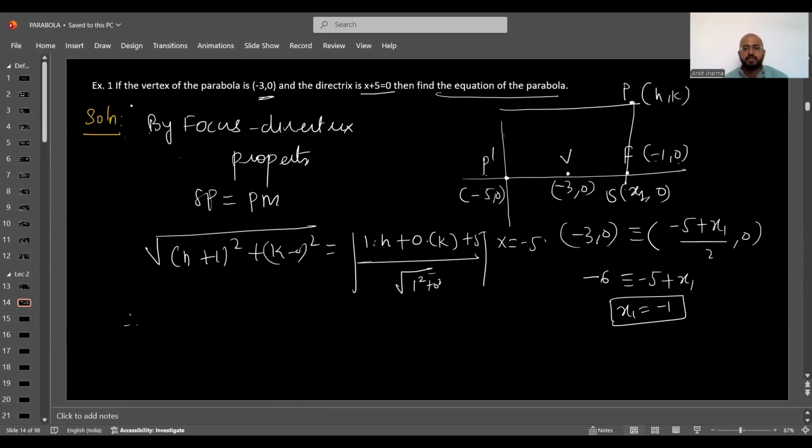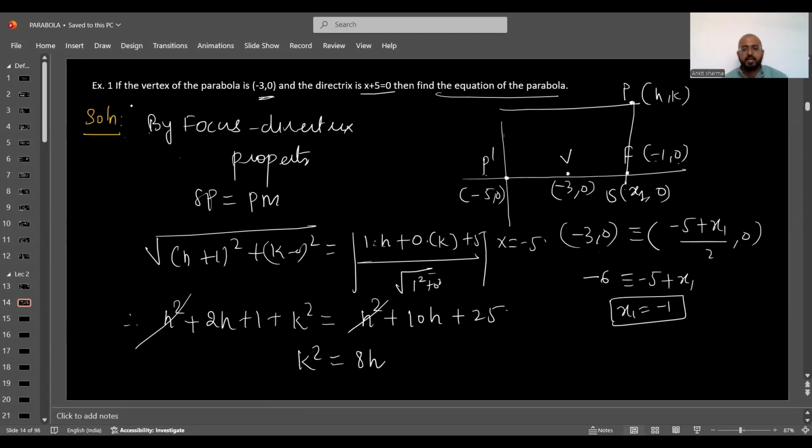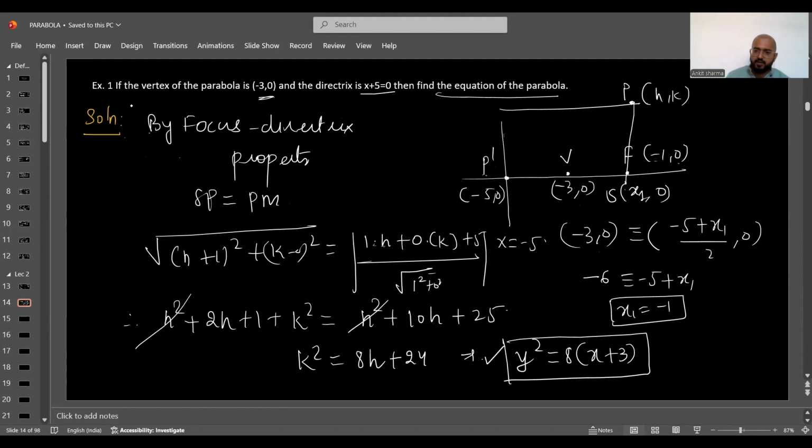So the equation of the parabola turns out to be: this is h + 5, and we simply square this. I'll have h^2 + 2h + 1 + k^2 = h^2 + 10h + 25. The h^2 cancels and k^2 becomes 10 minus 2, which is 8h, and 25 minus 1 is plus 24. That means I can write y^2 = 8(x + 3). This is the required equation of the parabola. Okay, moving to the next question.